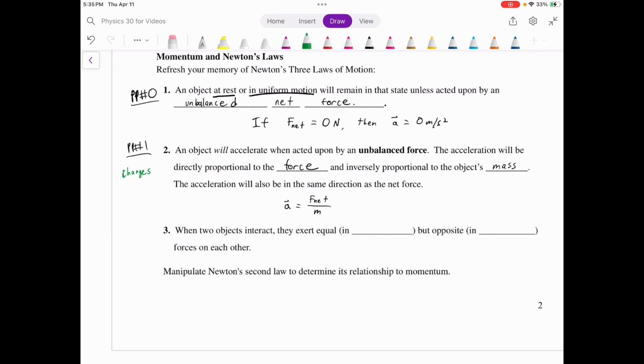So Newton's second law is going to have some implications for changes in momentum, which we will come to call impulse. We'll introduce that term in this lesson as well. Okay, so just connecting it to momentum here. That's why we're bringing these up.